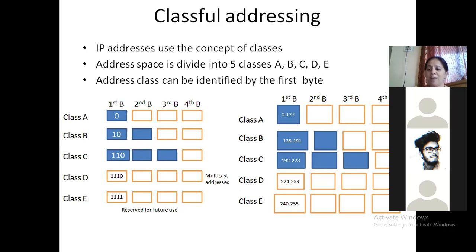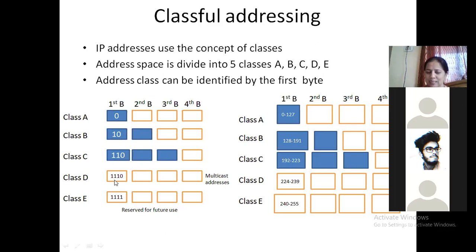So if you have addresses beginning with 1 1 0, the first 8 bits are there, out of which the first 3 bits are 1 1 0. Then they are called class C addresses. Now in class C addresses, the first 3 bytes, that is 24 bits, are used for network ID and only 8 bits are used for host ID.